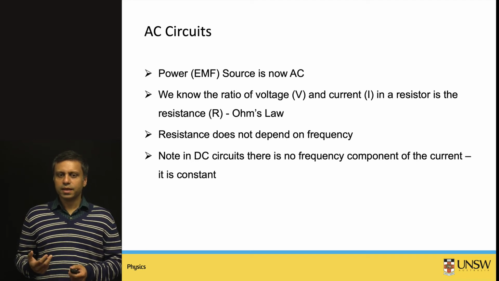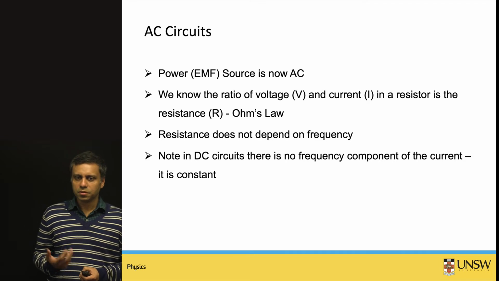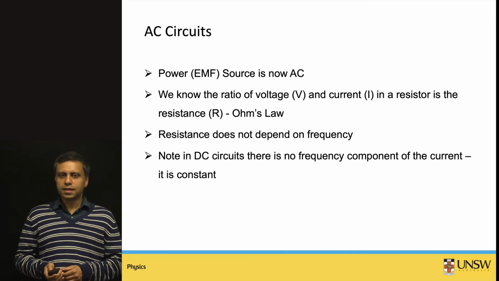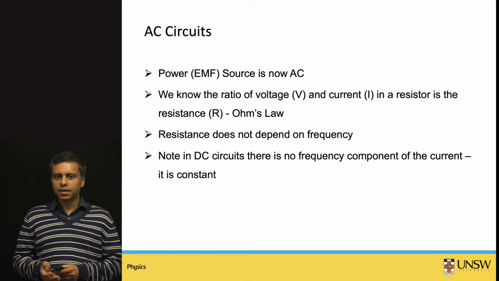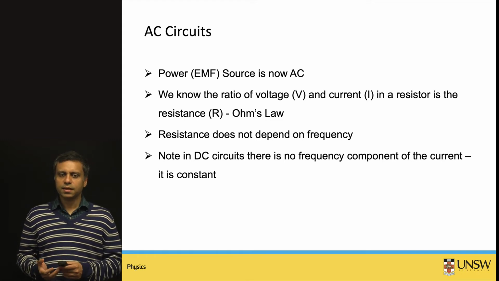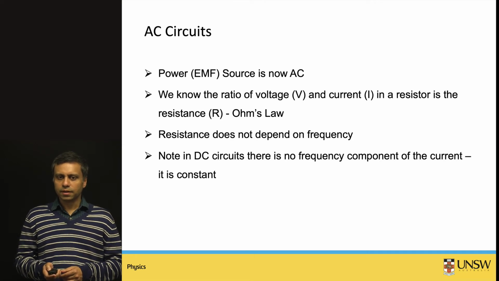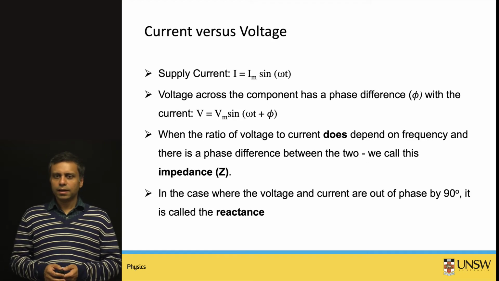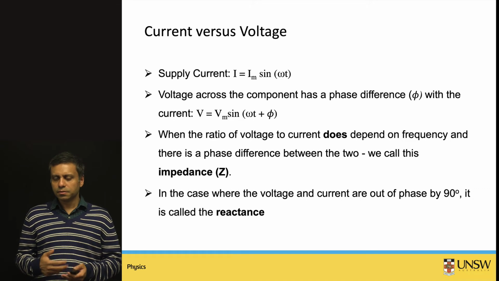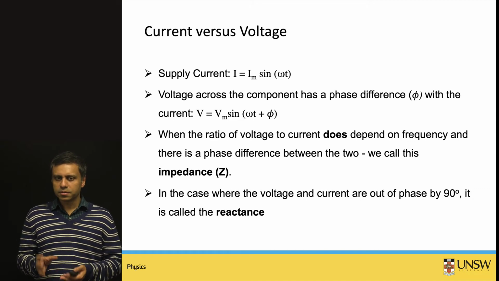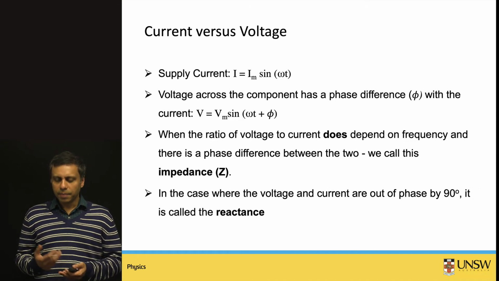So current is still given by Ohm's law in most of the materials. Resistance does not depend on frequency. So the resistance of a DC circuit and an AC circuit is the same. It's just the relationship of voltage over current.